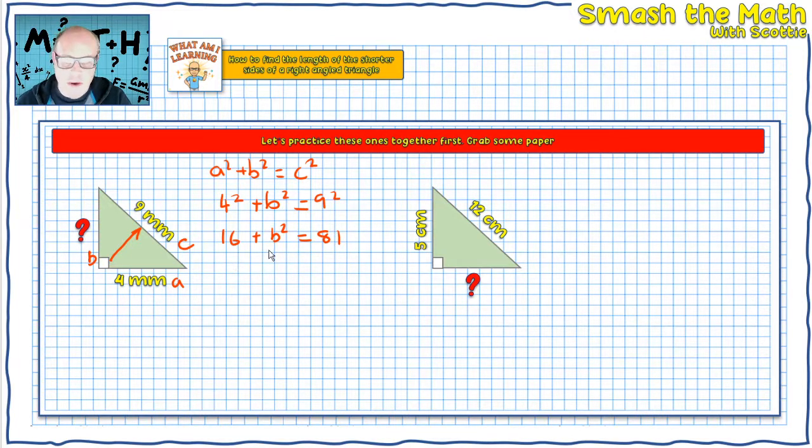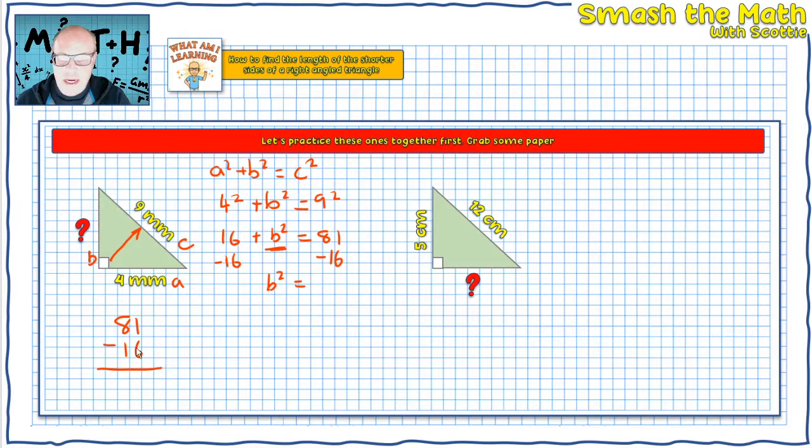Now, we're trying to find out what B is. So now we have to solve this equation. If you're not sure about solving, then go back and look at my solving equations lesson and then come back to us. If you're okay, obviously just carry on. So what we need to do is we need to get that on its own. So we've got to get rid of the 16. So we're going to take away the 16 from both sides. So we've got 16 take away 16 is 0. So we've got left b squared equals 81 take away 16. So let's take 81 and take away 16.